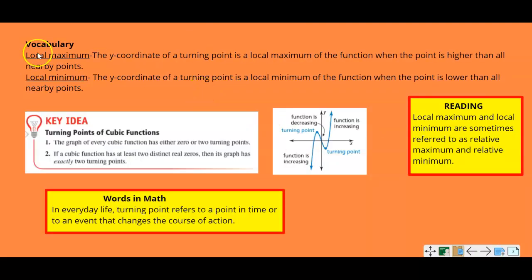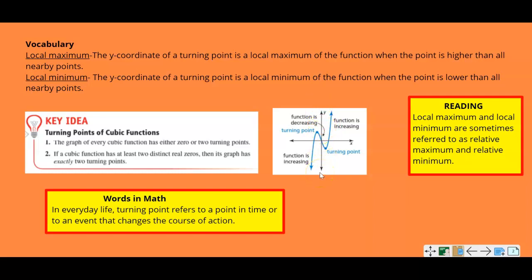Your vocabulary: local maximum. The y-coordinate of a turning point is a local maximum of the function when the point is higher than all nearby points. Your local minimum: the y-coordinate of a turning point is the local minimum of the function when the point is lower than all nearby points. Now, remember, this is the y-coordinate. A lot of times we're looking at the x-coordinate or the x-intercept, but the y-axis is your vertical axis.